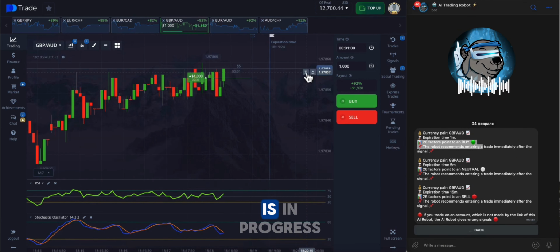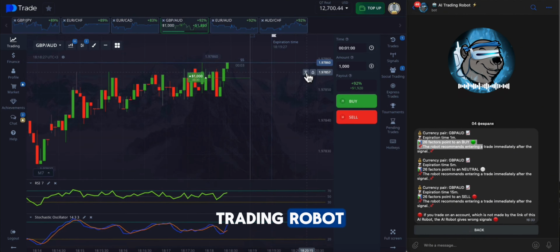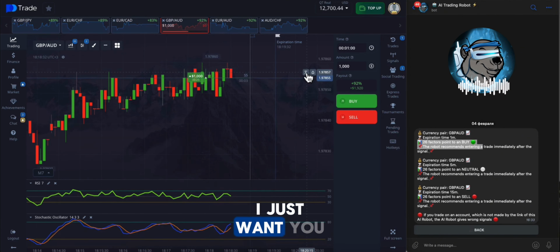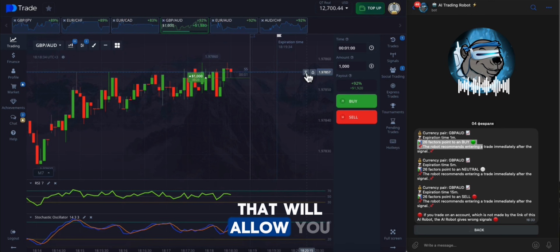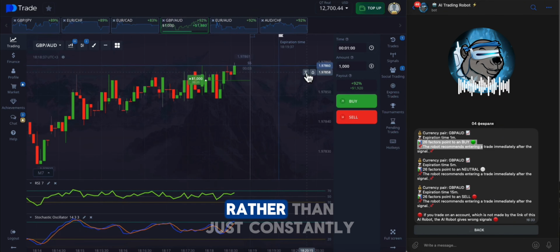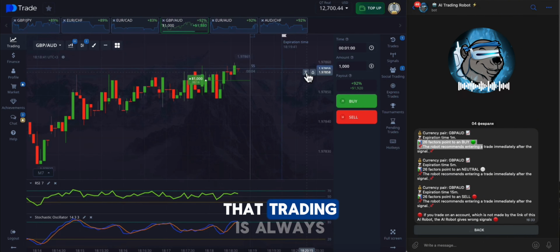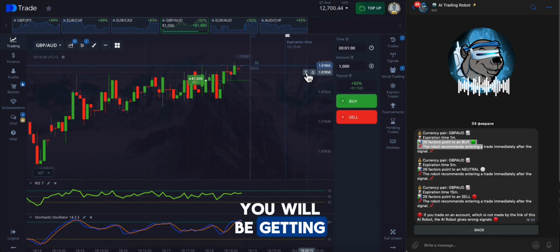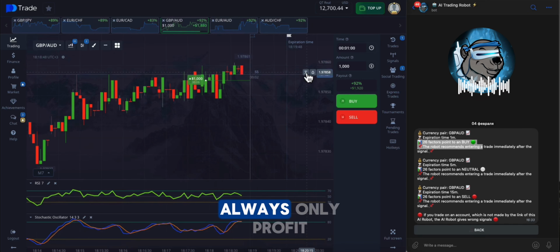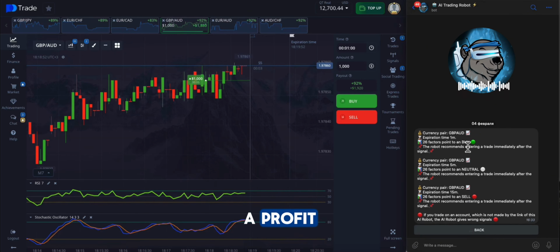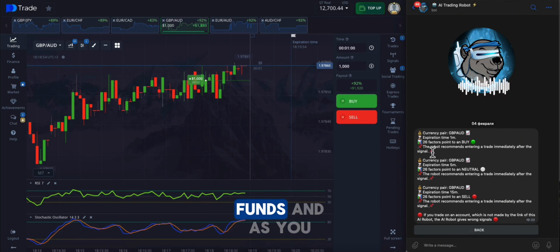So while our trade is in progress, let's talk about my trading robot. I'm not advertising it and nothing more. I just want you to have a very cool tool that will allow you to make money in trading rather than just constantly incurring losses. You need to understand that trading is always a risk, but with this robot you will be getting always only profit. This robot is designed for you to make a profit and never ever, I repeat, lose your funds.